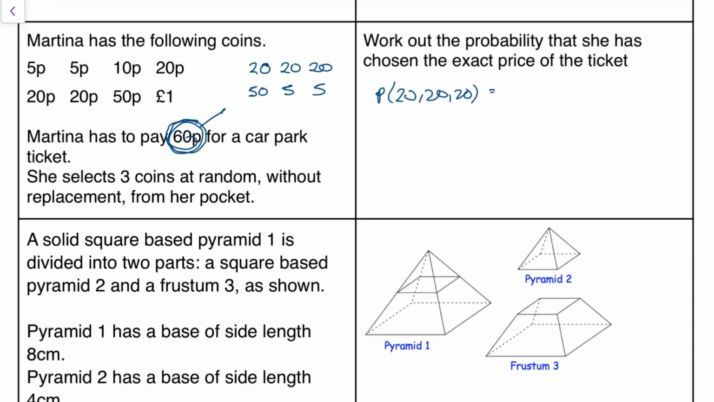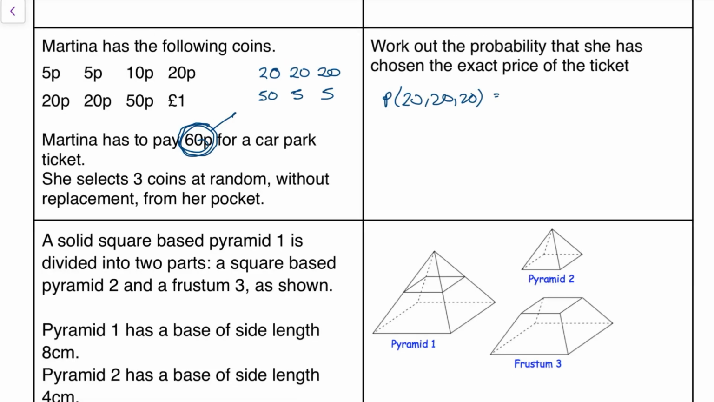So 20, 20, 20, there are 1, 2, 3, 4, 5, 6, 7, 8 coins. So that's going to be 3 over 8 times 2 over 7 times 1 over 6. And I'll leave that there for a second. The probability of, now, there's quite a lot to say here, and it's difficult because I don't have a lot of space.